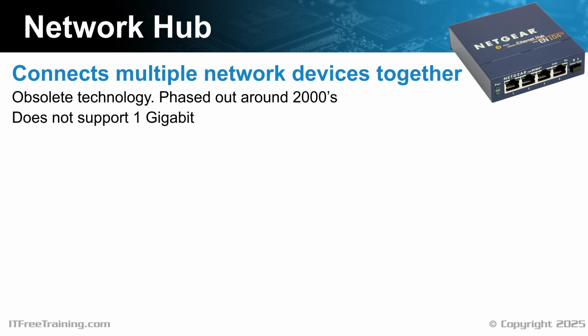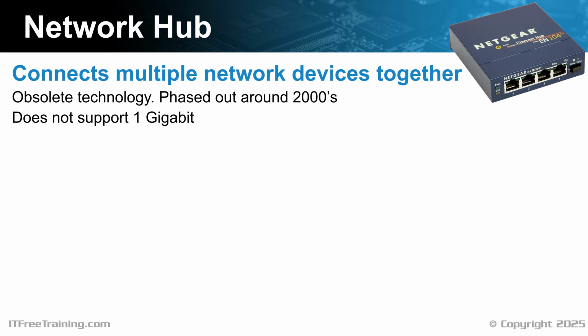Network hubs do not support 1 gigabit networking. Since 1 gigabit is pretty common nowadays, it is just another reason not to purchase a hub. Even though we don't use hubs anymore, they are still taught about in network class as they explain some important network concepts. So just focus on the network concepts and not so much on how to use one, because you probably never will.